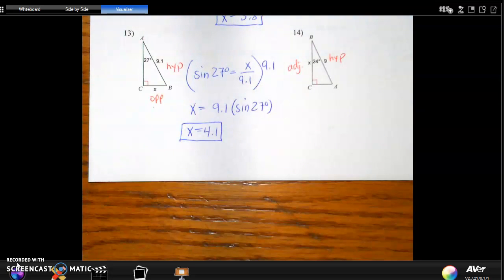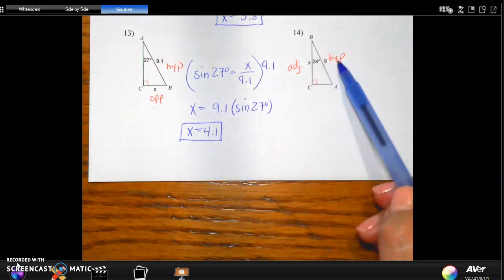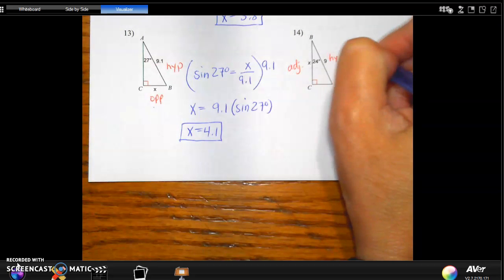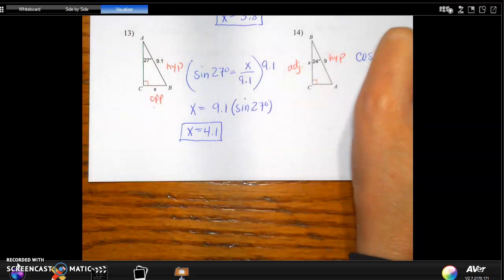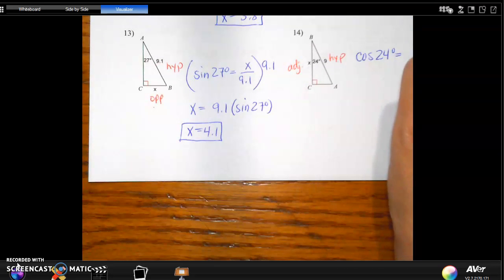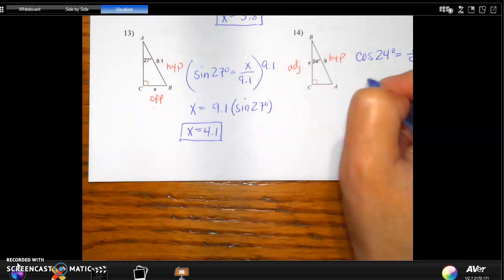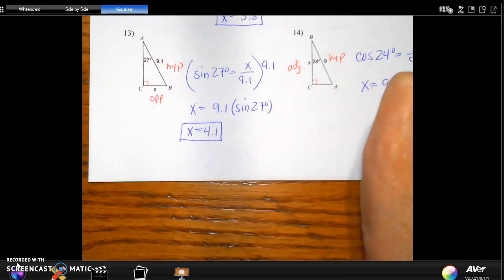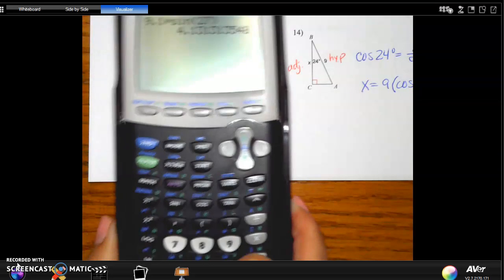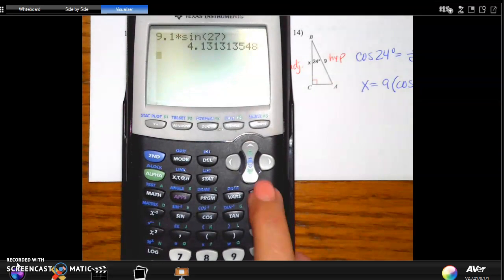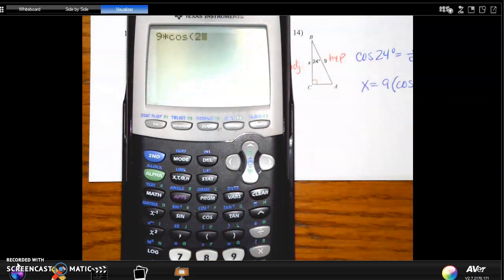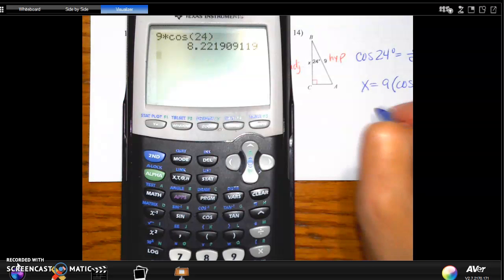And then very last problem, we have adjacent and hypotenuse, so we're going to use the cosine here. Cosine of 24 degrees equals x over 9. So here we're going to do 9 times the cosine of 24. 9 times the cosine of 24, and we get 8.2.